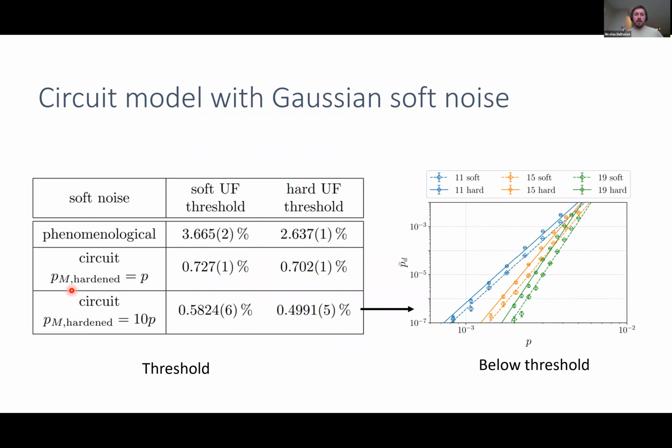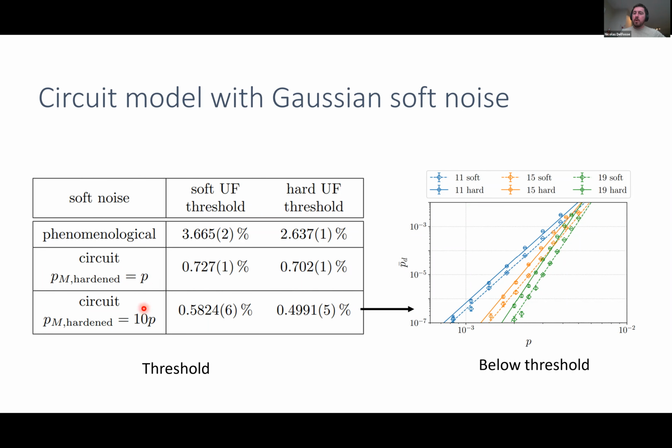Okay. Now I'm going to discuss the circuit model quickly before we move to a different application. So in the circuit model, we also obtain an improvement, a small improvement in the case where the probability of an error during a measurement is the same as the gate error rate. Then we have a slight improvement in the threshold.